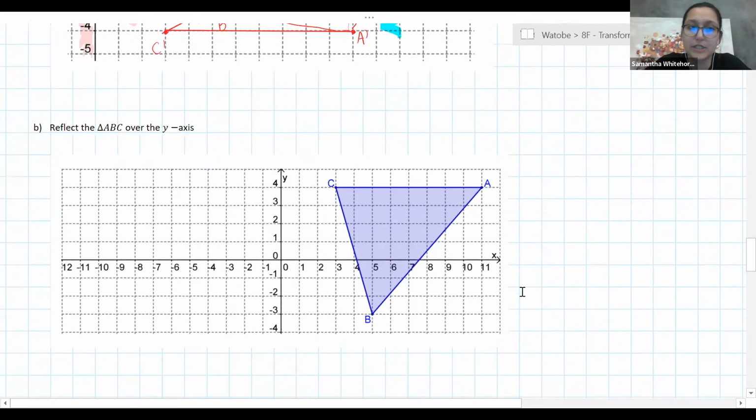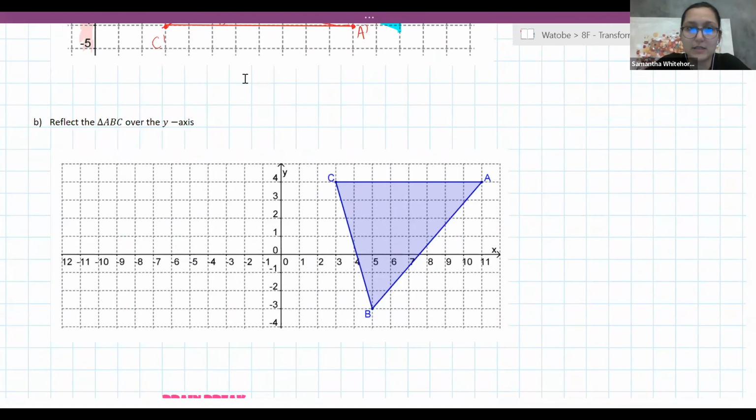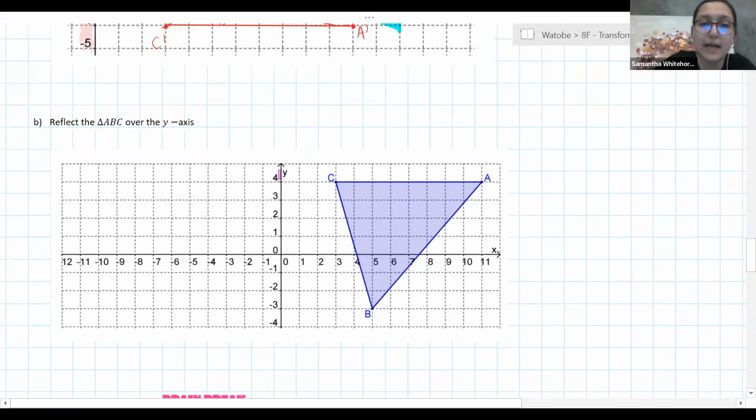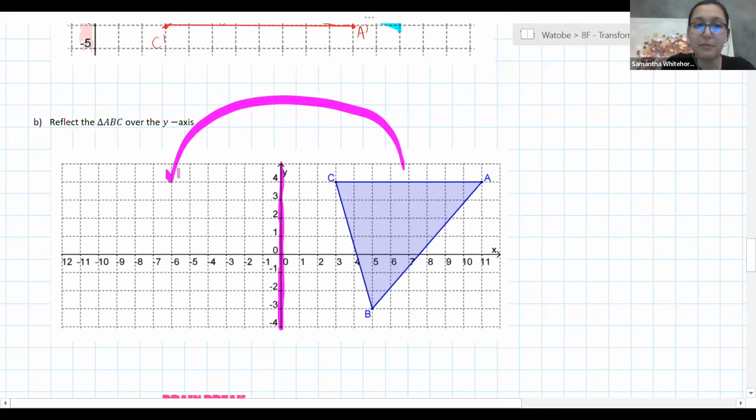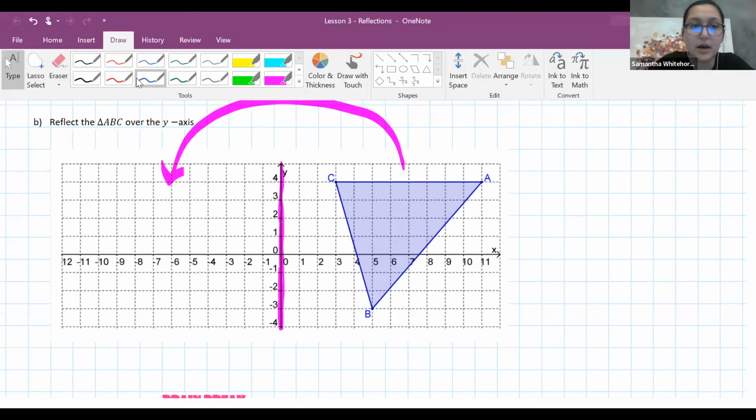So this question is telling me to reflect the triangle ABC over the Y axis. So now I have to be careful. My Y axis is this vertical axis over here, this purpley pinky one that I'm highlighting. Now the shape is currently on the right-hand side, but I want to flip it over to be on the left-hand side. So I somehow need to take it from the right and flip it over to the left.